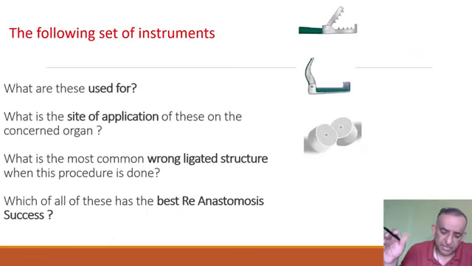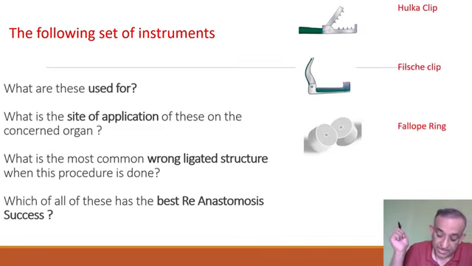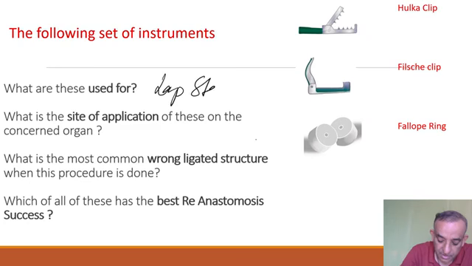So I'll give you some bulk information here now. The following set of instruments, what are they used for? Let's see. So this is a Hulka clip, the Filshie clip, and the fallopian ring. So what are they used for? Yes, these are used for permanent sterilization of a lady, and this is the purpose of laparoscopic sterilization surgeries.